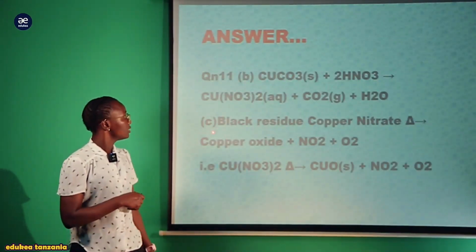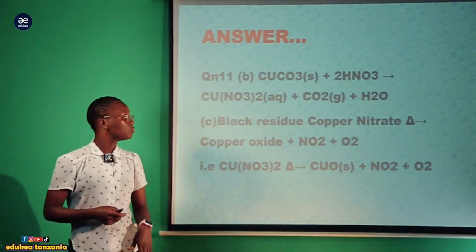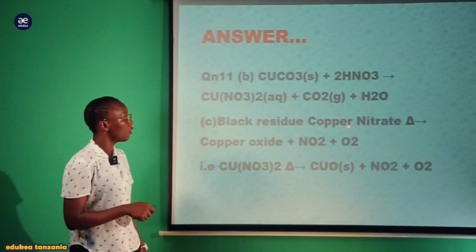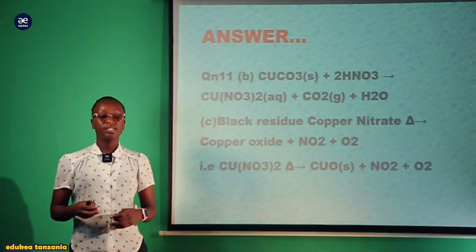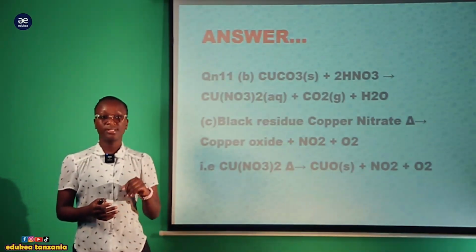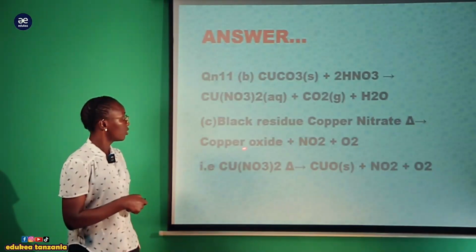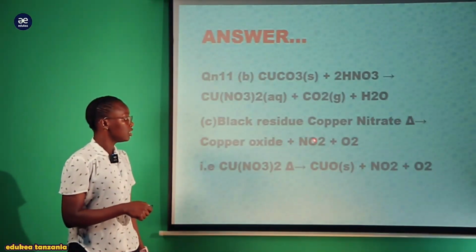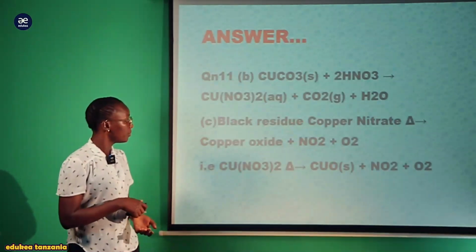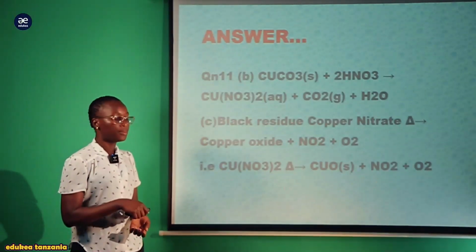Vile vile part C tuliulizwa reaction between what will happen in the decomposition of black residual copper nitrate. So this black residual copper nitrate ambayo decomposition yake means that it take place under heat. Therefore tunaenda kupata copper oxide, then nitrogen dioxide gas as well as oxygen gas. So mwanafunzi alitakiwa aonyeshe hivi, baada ya hapo aonyeshe hii balanced chemical equation.